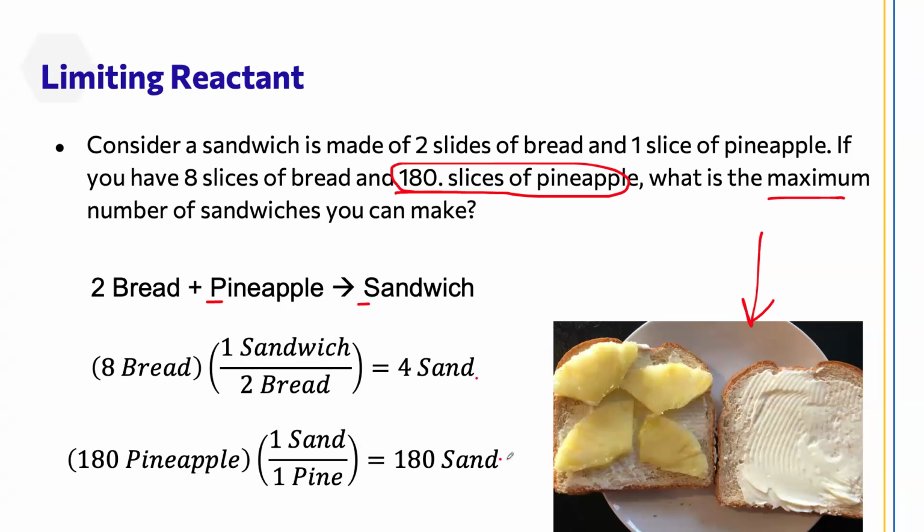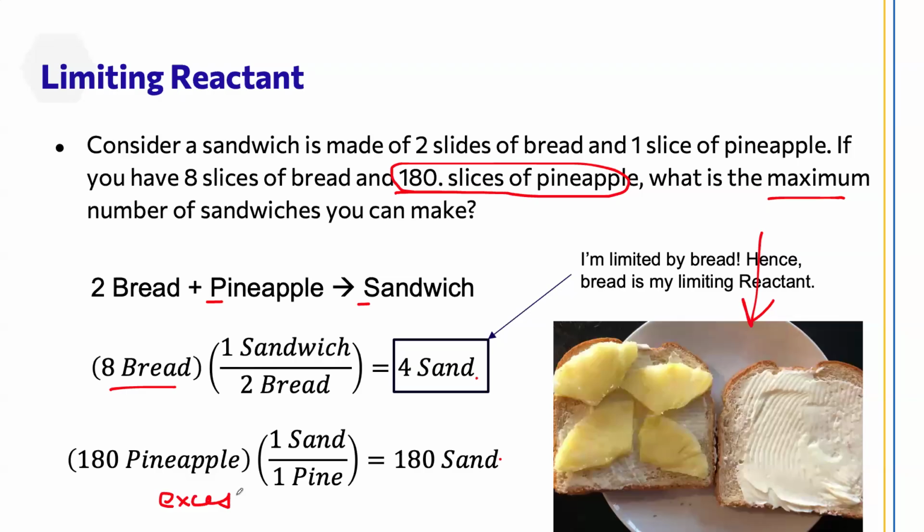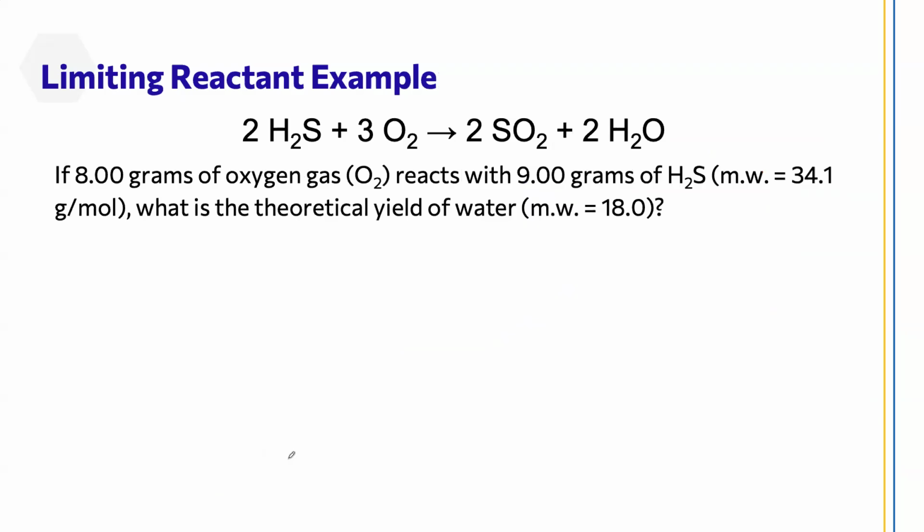Which one limits the amount of sandwiches you can make? Bread. So therefore, we say that bread is my limiting reactant. In this particular case, the amount of bread dictates the maximum amount of sandwiches you can make, not pineapple. And we call pineapple, which is not limiting, an excess reagent. I have excess amount of pineapple, unlimited. Let's look at how it works out in a chemistry problem.